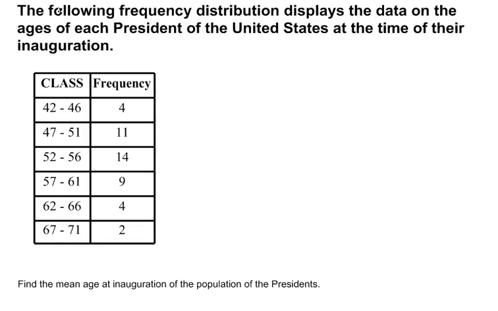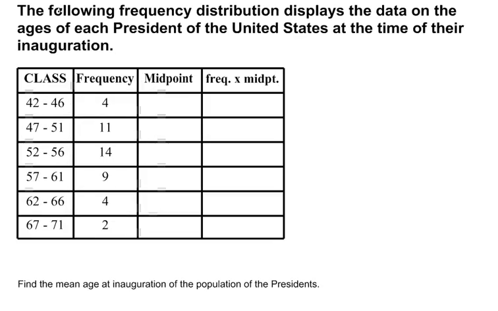In order to do that, you actually have to get a little bit of extra information. So we're going to add in a couple of columns here. The first column is for the midpoint of each class, and the second column that we're going to add on is for frequency times midpoint. Now there's a reason why we're doing this.